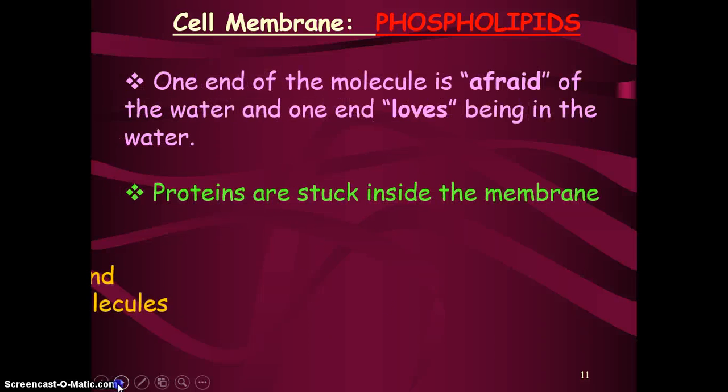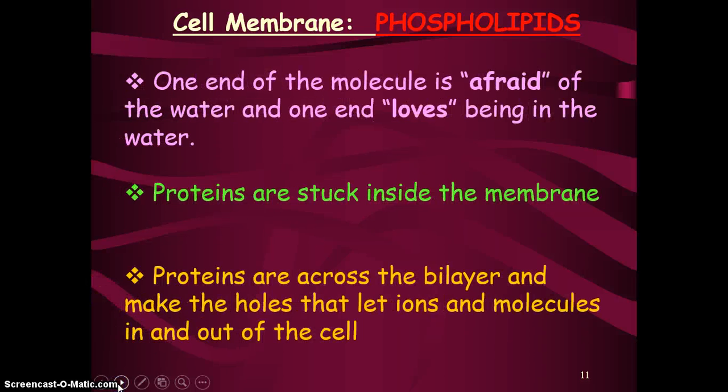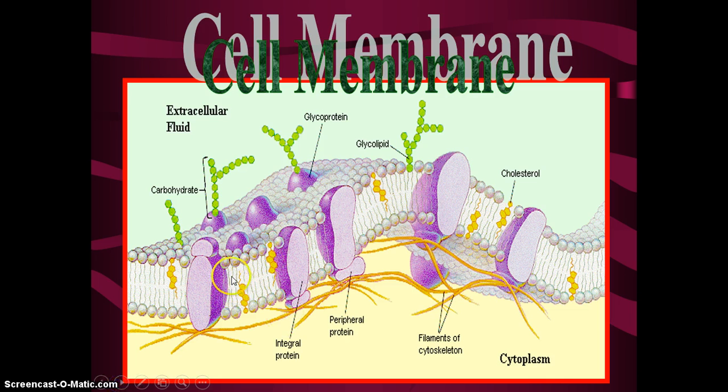One end of the molecule is afraid, the other one loves the water, and proteins float throughout that, and it allows it to be a model called the fluid mosaic model, where these can float and move throughout this phospholipid bilayer.